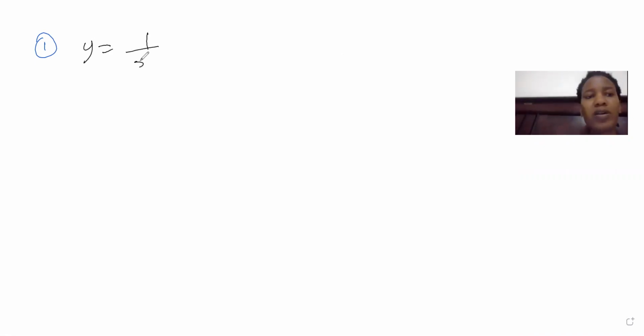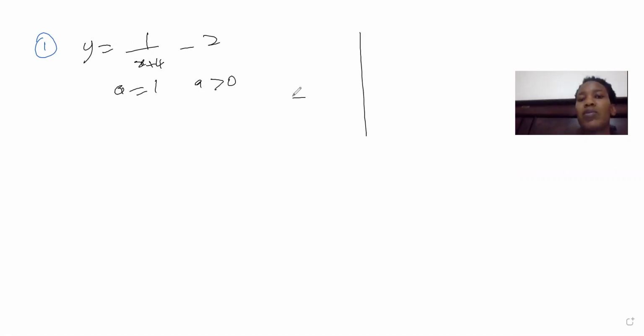Graph 1 over x plus 4 minus 2. Okay. A is 1. Can you see? A is greater than 0. Therefore, our graph is going to be sitting in the first and third quadrant. That's the first observation. And then, what is this? Asymptotes.